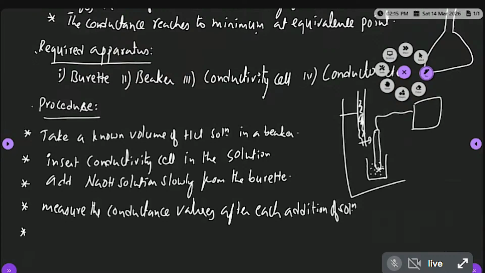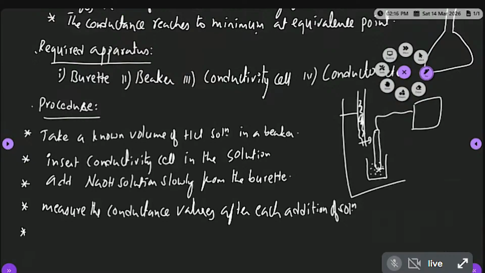So అంటే ఎంత యాడ్ చేయాలి? ఫర్ ఎగ్జాంపుల్ if we are adding 1 ml for every time, 1 ml యాడ్ చేసుకుంటూ వెళ్ళినాం మనం, 1 ml యాడ్ చేయాలి and note down the conductance value. Okay, after that again add 1 ml and note down the conductance values. Like that we measure the conductance values for every addition of NaOH. Okay, ప్రతి NaOH addition కి మనం ఈ కండక్టెన్స్ వాల్యూస్ మెజర్ చేయాలి.